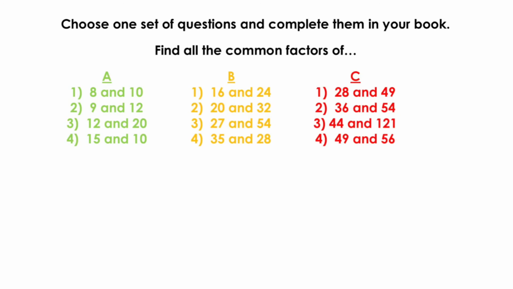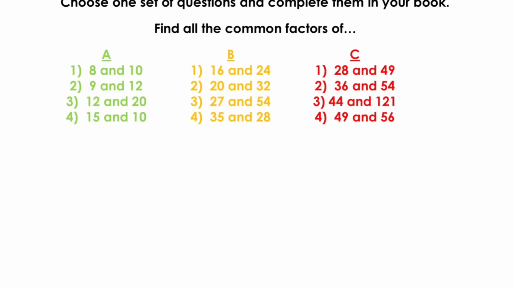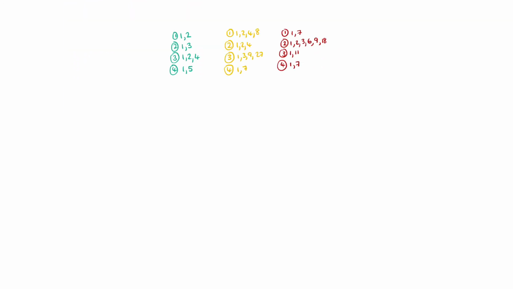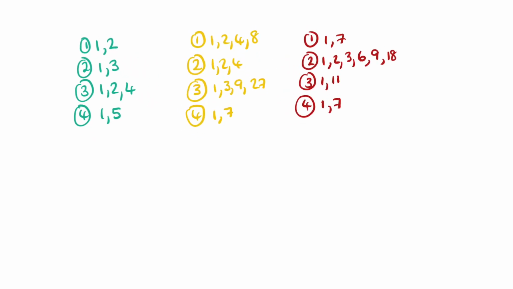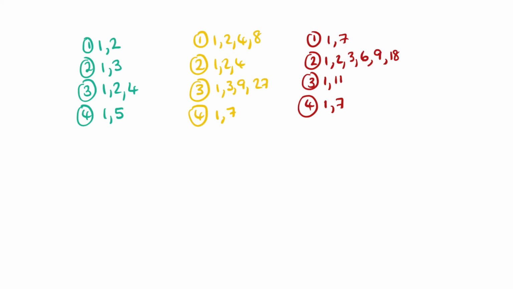So if you're ready to see the answers now, look away now if you're not ready. So there are the answers to the 3 sets. So that's the lists of common factors of each pair of numbers. So pause the video whilst you check your answers. And then we're ready to move on again.